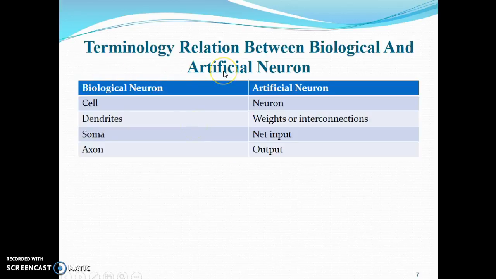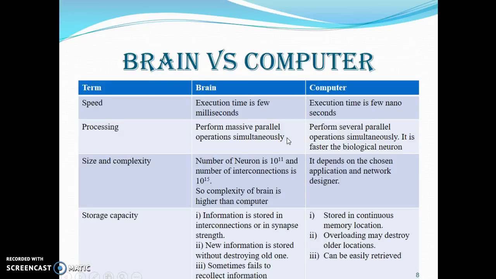The terminology that is used in biological and, in the same way, artificial networks: in biological we have the cell, and in artificial we represent it as neurons. In biological we have dendrites, and in artificial neurons we have weights or interconnections. In biological we have the soma, and in artificial neurons we have the net input. Same in biological we have the axon, and in artificial neurons we have the output.